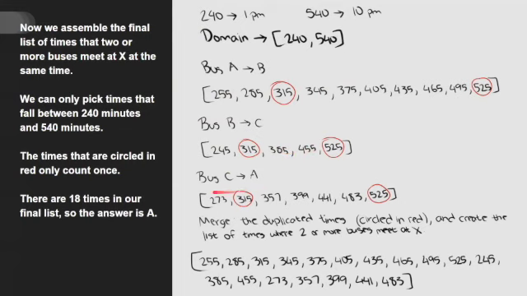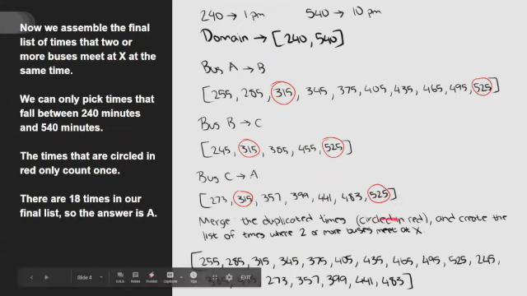Bus C to A, after 240 minutes, 273 minutes is the first time they meet within the domain. And then again, it hits 525 minutes as their last meeting. So then we can only count the times that are circled in red. We can only count them once since it says 2 or more buses. So this only counts as one time where 3 buses meet each other at the same time.